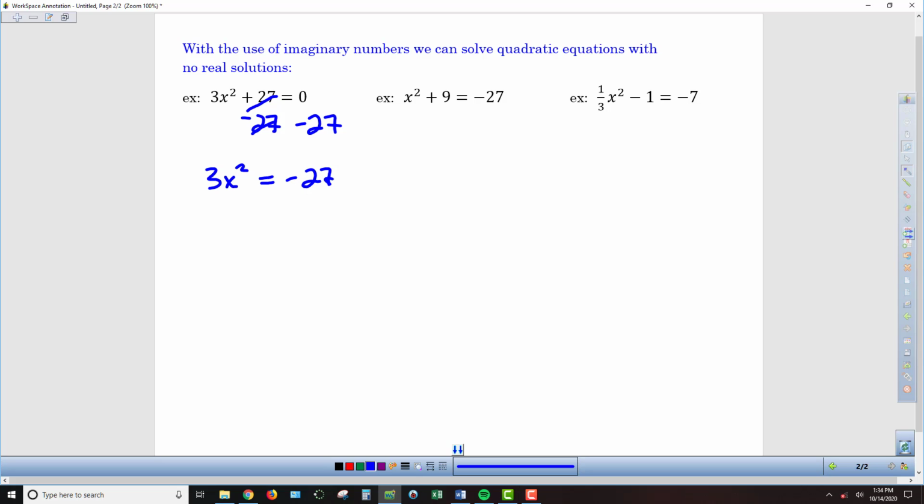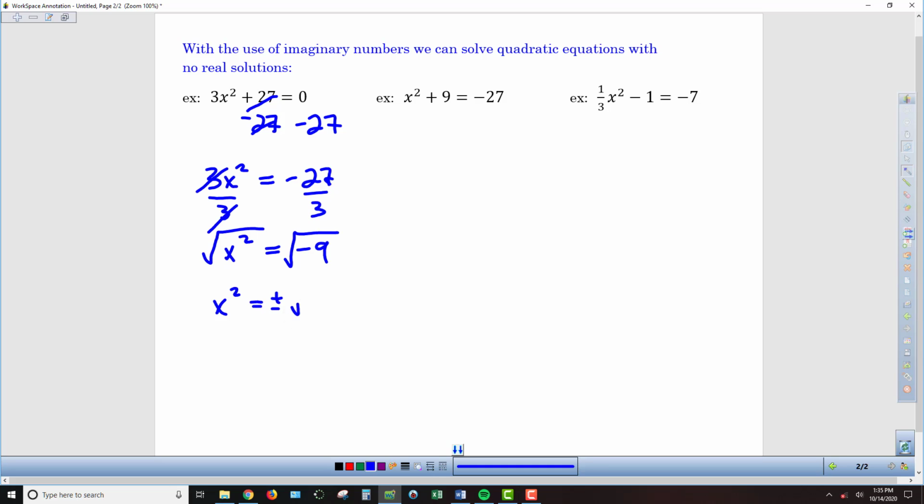So now I'm going to divide both sides by 3. I want to isolate that x squared completely before taking the square root of both sides. So I get x squared equals -9. And now at this point I'm ready to take the square root of both sides. So if we do that, I still need to include my plus or minus like we did in the other equations we solved via square roots.